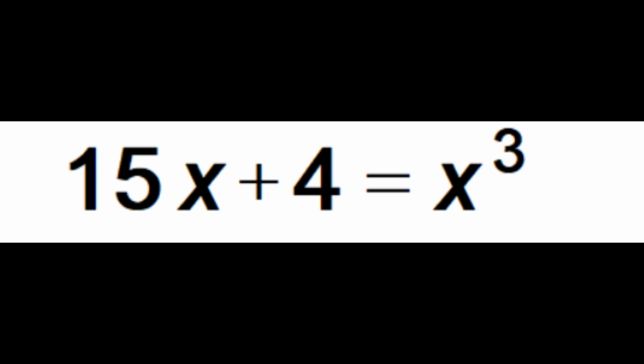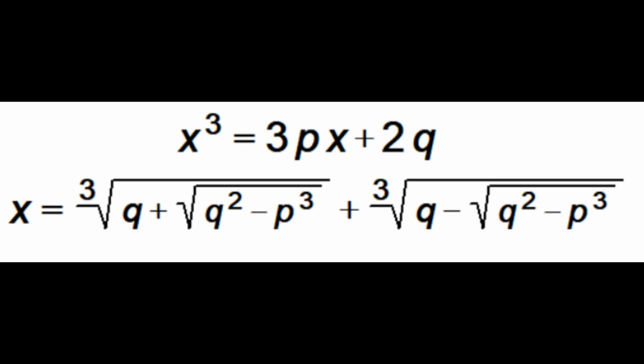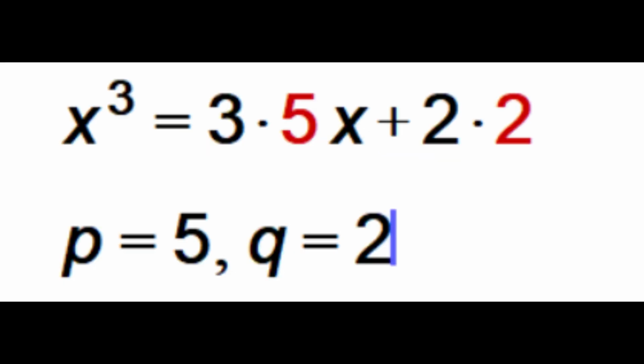We have a real solution to the equation. There is a formula that says that when x cubed equals 3px plus 2q, the solution is x equals the cube root of q plus the square root of q squared minus p cubed, plus the cube root of q minus the square root of q squared minus p cubed. In our equation, we get 3 times 5x plus 2 times 2 on the right side of the equation, so our p is 5 and our q is 2.